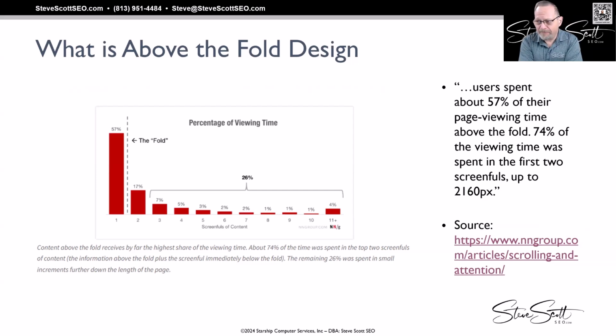And it says users spend about 57% of their page viewing time above the fold. So more than half of the time a user spends on your website, it's looking at what they can see on screen, whether that be a desktop, a mobile, or a tablet, what is visible to them on screen before they scroll down. And then 74% of the viewing time is spent on the first two screenfuls, and that's up to a desktop width of 2160 pixels.